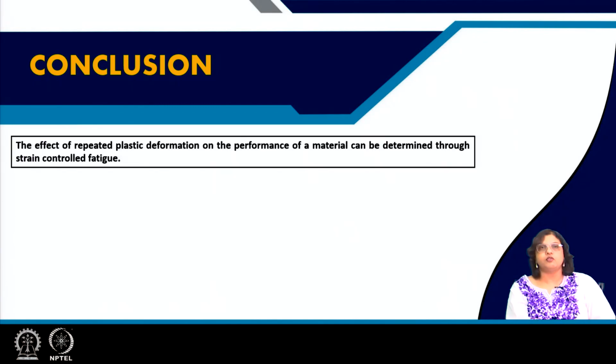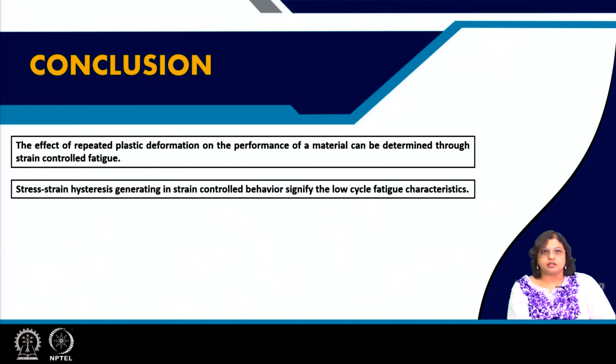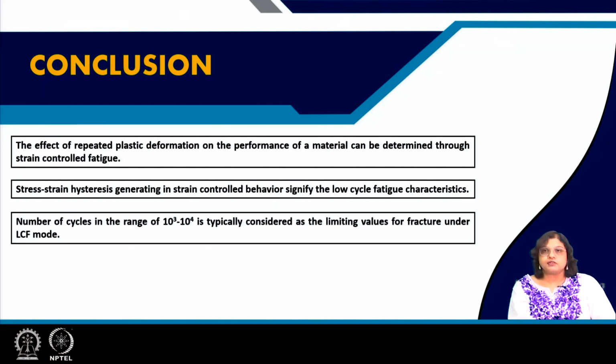So, in conclusion, what we have discussed in this lecture is the following. The effect of repeated plastic deformation on the performance of a material can be determined through strain controlled fatigue, and basically what we are generating here from the strain controlled fatigue is the stress strain hysteresis. So, instead of a straight line for the elastic loading, now we have a hysteresis curve, and that signifies the low cycle fatigue characteristics. Now, what is low cycle fatigue? Low cycle fatigue is when the number of cycles to failure varies within the range of 10 to the power 3 or 10 to the power 4. That is the limiting number of cycles for fracture.